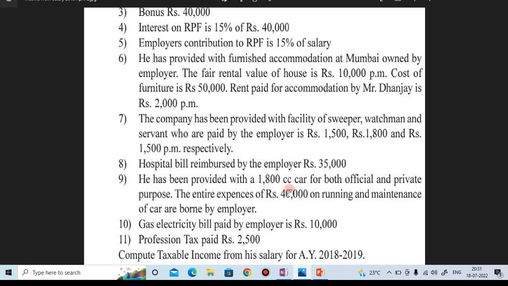Now this 40,000 they have given, you will not take into the valuation of motor car. Only you have to check the three things, that is car CC, second is the car is used for official and private purpose, and who has borne the expenses of the running and maintenance, and the running and maintenance expenses are borne by the employer. Okay.